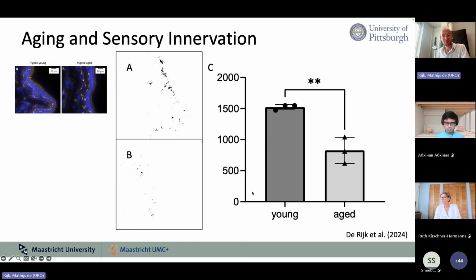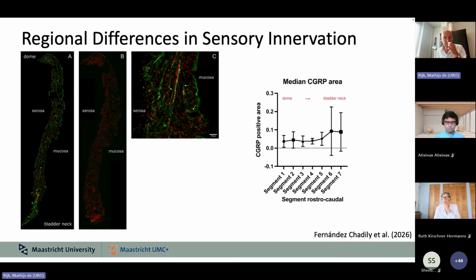Here we looked exclusively at the trigone, but it would be very interesting to see if there are differences between different structural and functional areas of the bladder, in how this innervation changes in different conditions associated with LUTs. And we made a small start. This was published by one of our PhD students this year. We made a small start to look at the full length of the bladder wall.